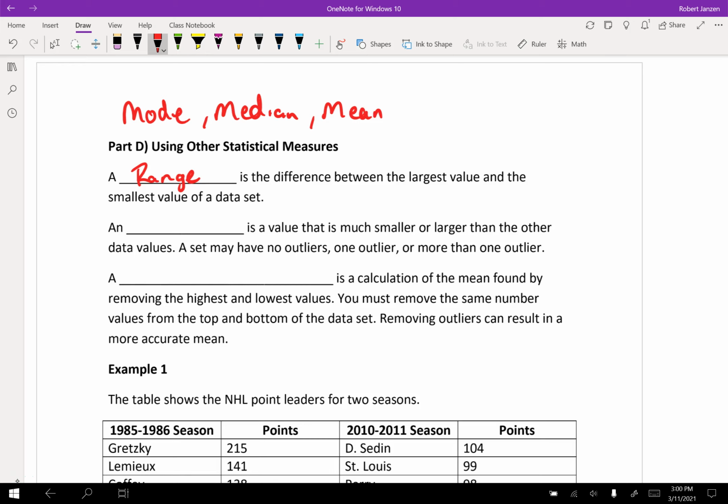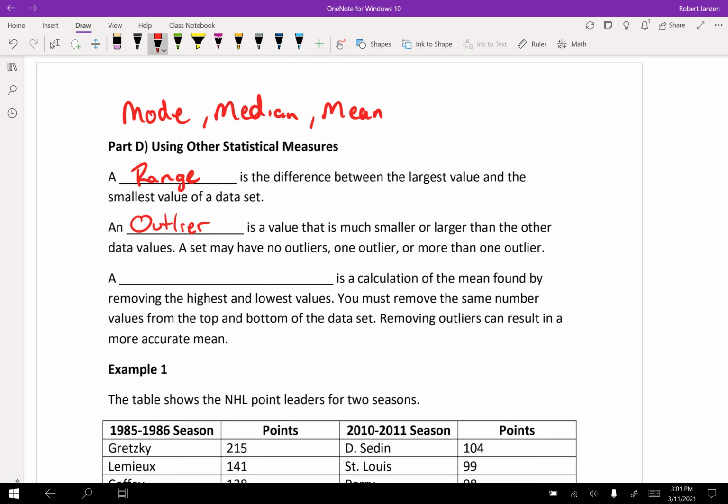So if you think back to our last lesson and we listed them from least to greatest, you could see what the range is. You would look at the least to greatest values and just see how far apart they are. Okay, another term is something called an outlier.